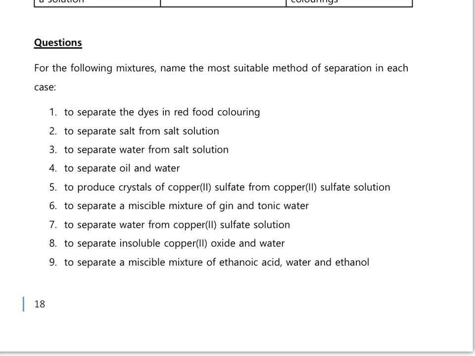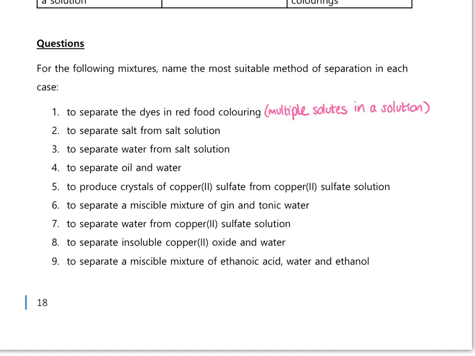So you might want to think, well, what type of mixture is this first of all? Well, as the question suggests, food colouring contains multiple dyes, and those dyes will all be soluble in the solution of the food colouring. So the type of mixture here is multiple solutes or soluble substances in a solution. What do we use to separate that? We use chromatography to separate that.